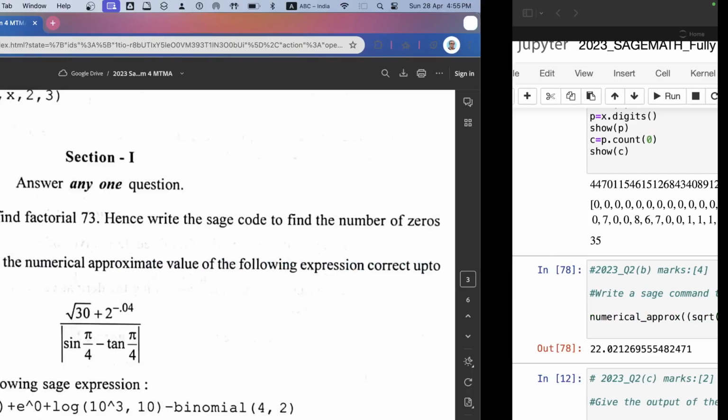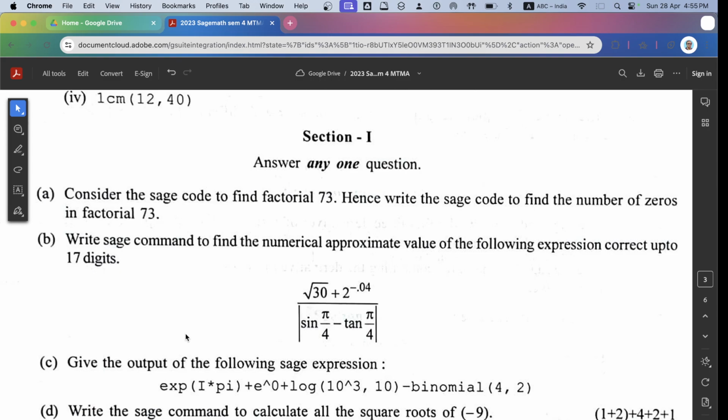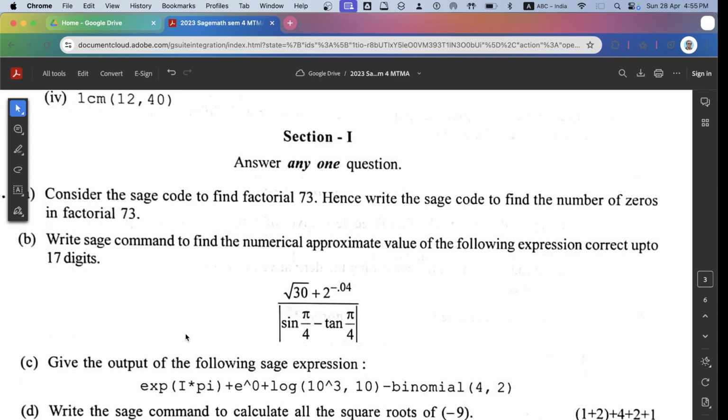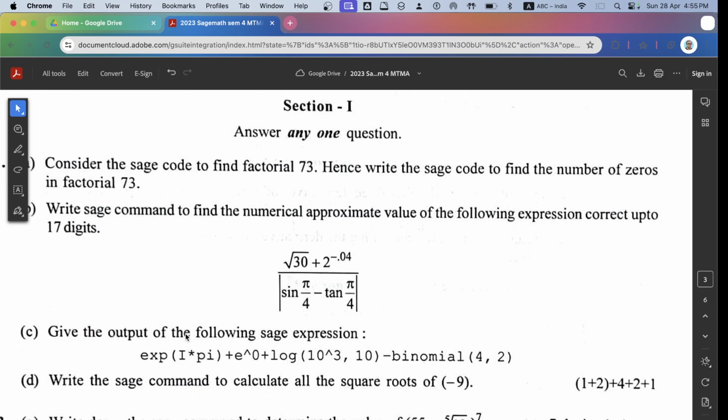Next question, 2b. Write a Sage command to find the numerical approximate value of the following expression, correct up to 17 digits. Square root of 30 plus 2 to the power minus 0.04, whole divided by the modulus value of sine pi by 4 minus tan pi by 4.